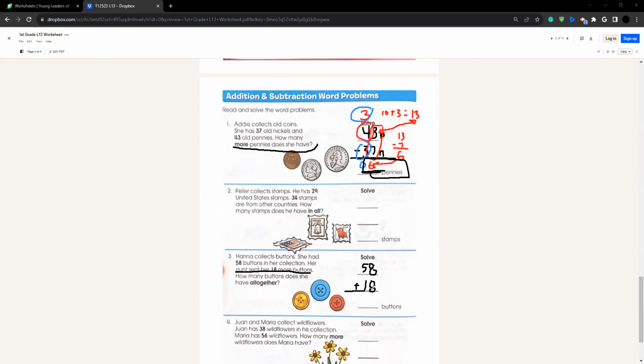So solving for the ones place again. 8 plus 8. So 8 plus 8 is what? 16, right? But we only put the 6 down and we move the 10 to the tens place because we want to add them. And now we need to do 1 plus 5 plus 1. That's 7. So 58 plus 18 is going to be 76. Hannah has 76 buttons all together.